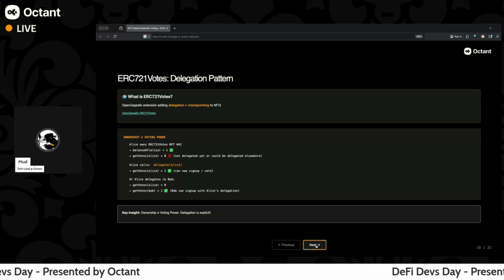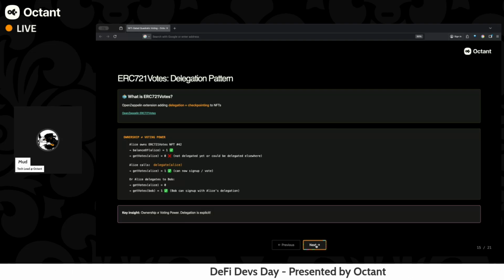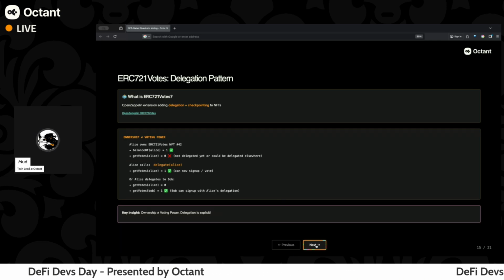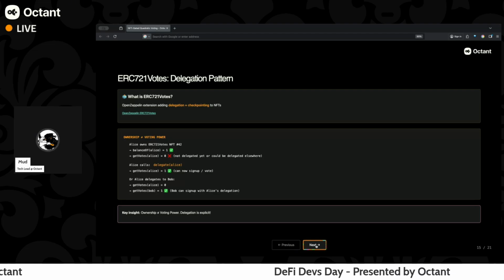But if you check her votes, it might say 0. And this is because voting is separate from ownership. So Alice can call delegate and decide who she gives her votes to. She can assign them to herself, or she can assign them to Bob.